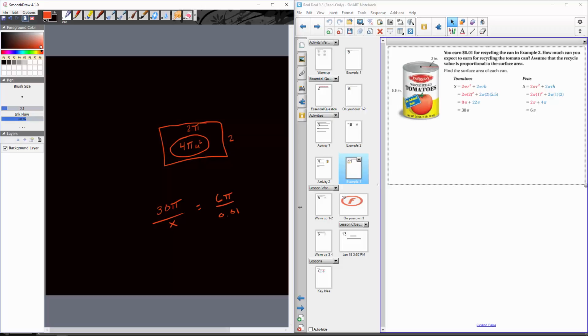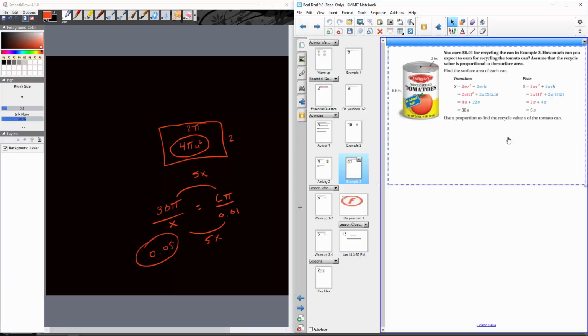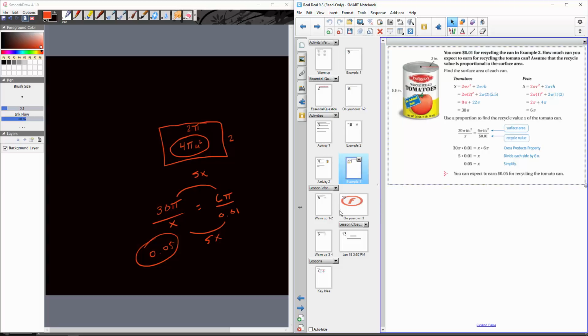And I can either cross multiply or just look at the scale factor. So this is getting 5 times larger, right? So make this 5 times larger as well. And I should get 0.05, so about 5 cents. And that's what I get here.